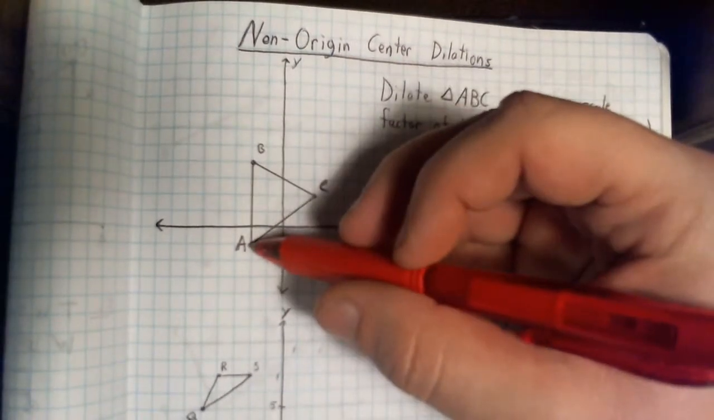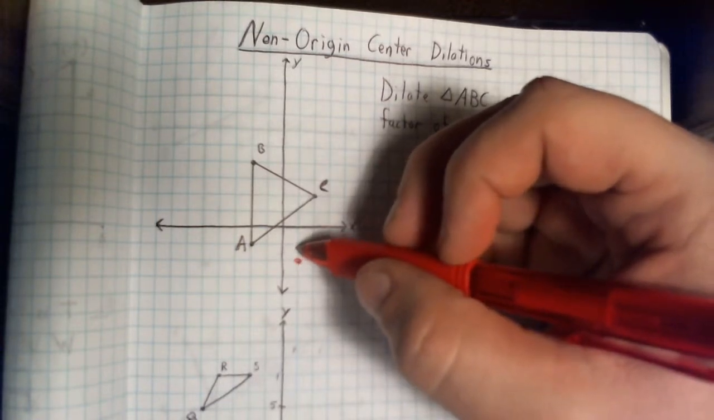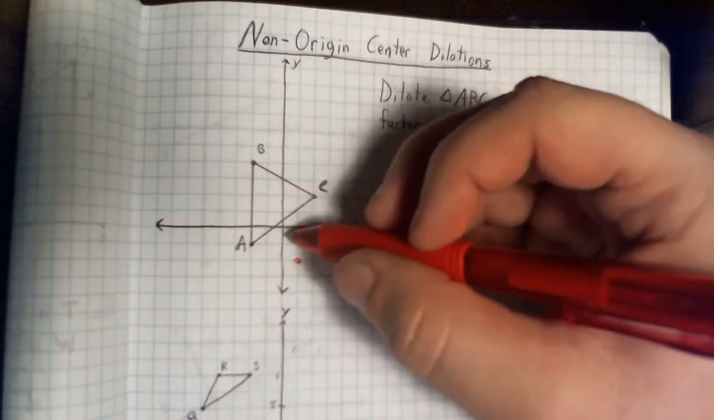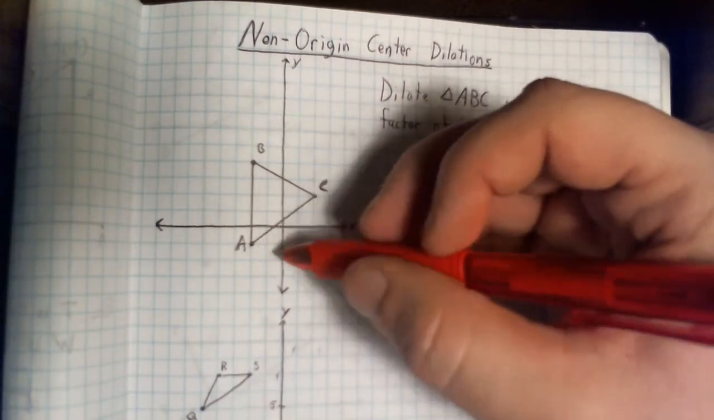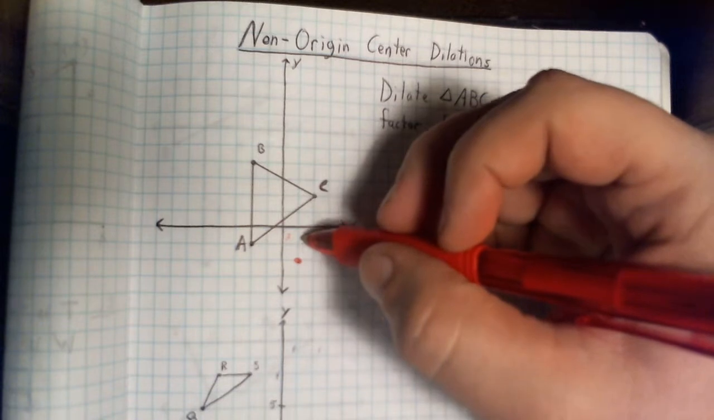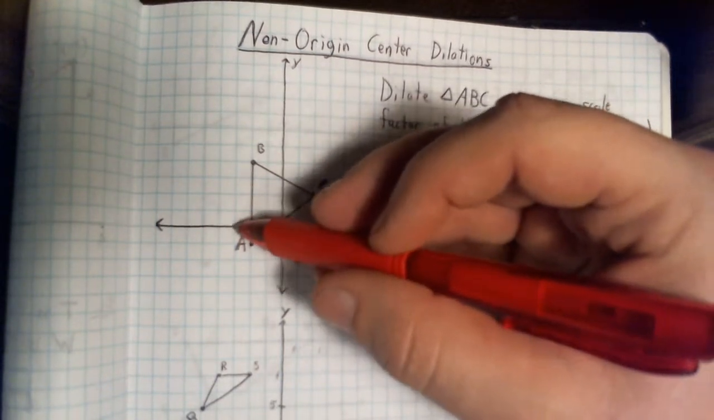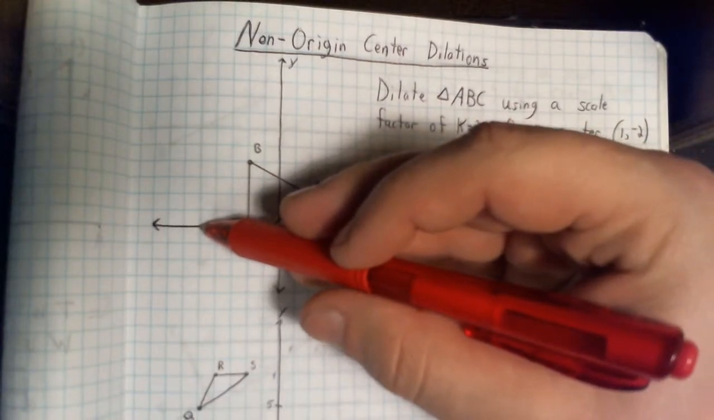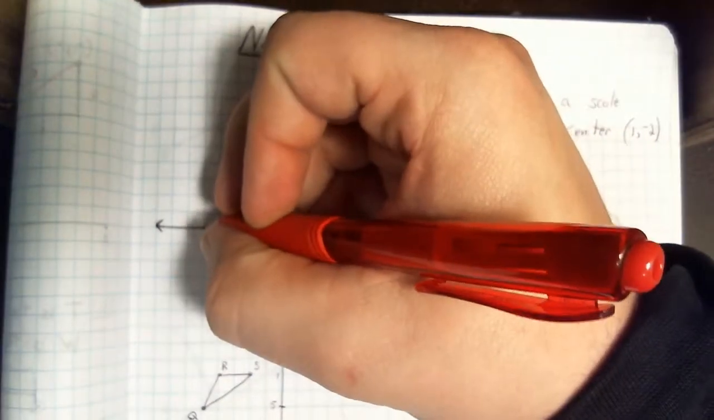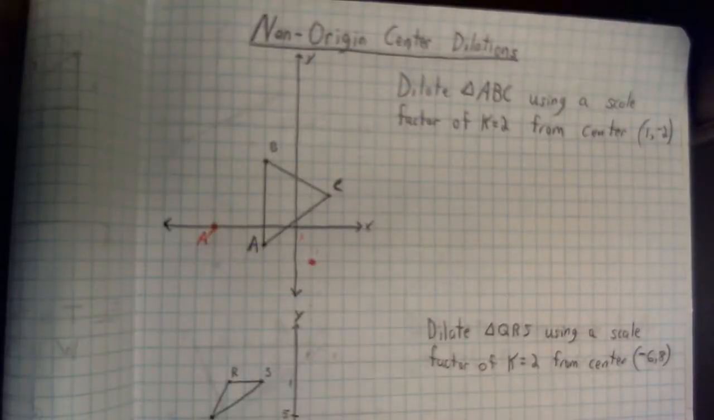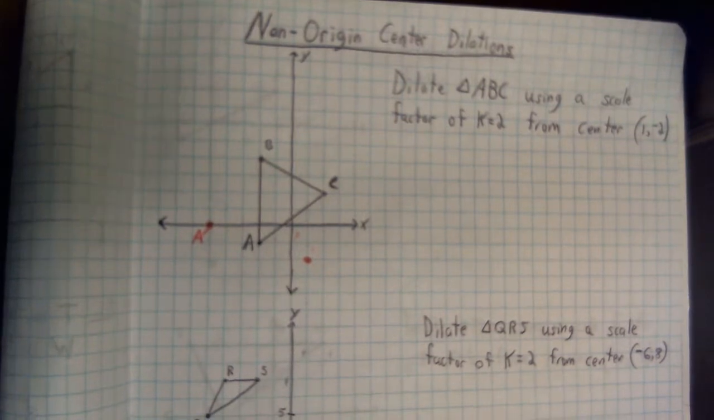When I look at point A, I'm going to be going up 1 and over 3. I want to double that distance. That means I want to be going up 2 and over 6. 4, 5, 6. This is the new location for A prime.